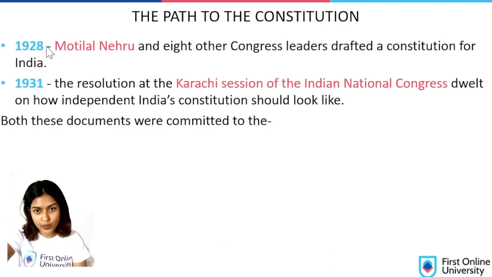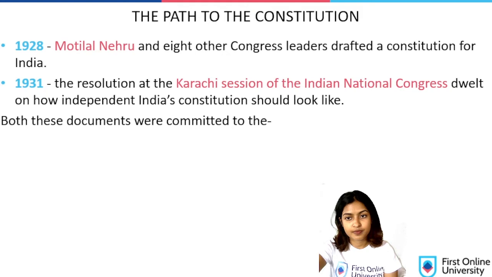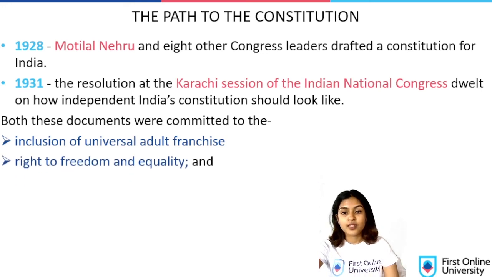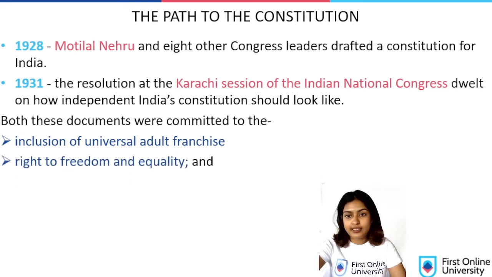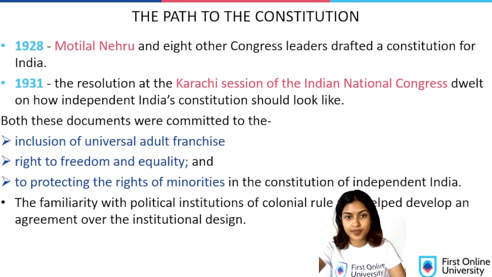So the 1928 scenario and the 1931 scenario, they were both committed to what principles? Let us see. First, inclusion of universal adult franchise. Like I've told you earlier, anyone 18 and above has the right to vote. Right to freedom and equality. And protecting the rights of minorities in the Constitution of independent India.